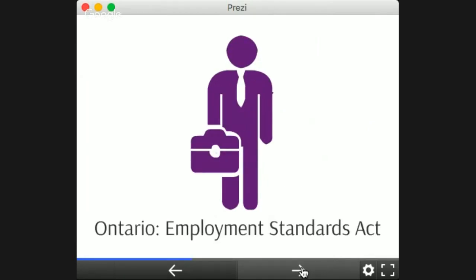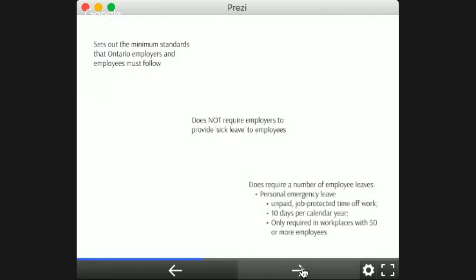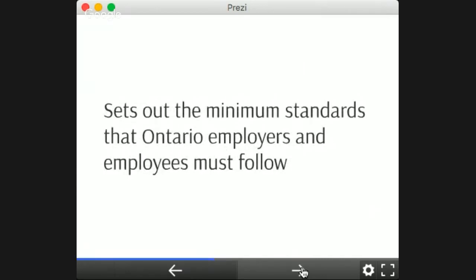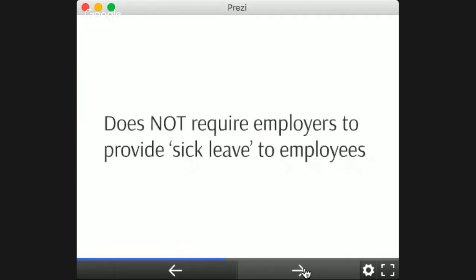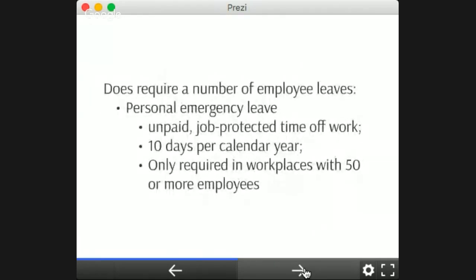So we'll start looking at the Ontario Employment Standards Act. And one thing that you hear about with the Employment Standards Act, or the misconception amongst employers, is that the Employment Standards Act has an entitlement for sick leave per se. It does not actually have an actual entitlement for sick leave. What it does require for organizations that have 50 or more employees is that these organizations provide employees with personal emergency leave. And the personal emergency leave is intended for illnesses or injuries of the employee or close family members and dependents. And the law clearly prescribes who those family members and dependents are.